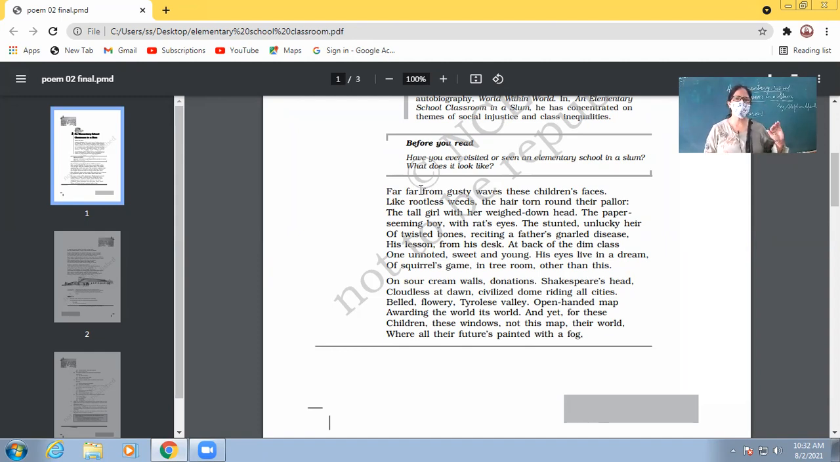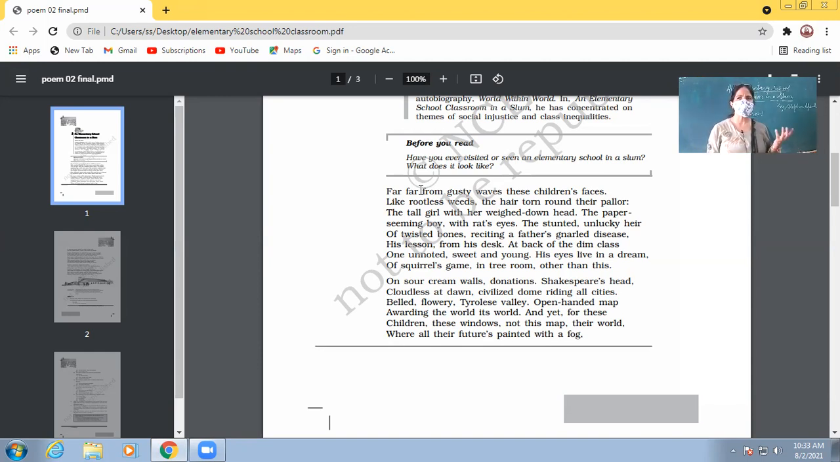Then there is a child who has stopped growing. Then there is a deformed child. Stunted means deformed. D-E-F-O-R-M-E-D. He is unlucky because he has inherited the disease of twisted bones from his parents. Reciting a father's gnarled disease. So he is a spokesman of his father's bones, or the disease of bones. He has inherited the disease of bones from his father, and is sitting at his own desk, and from there he is reciting the lesson.